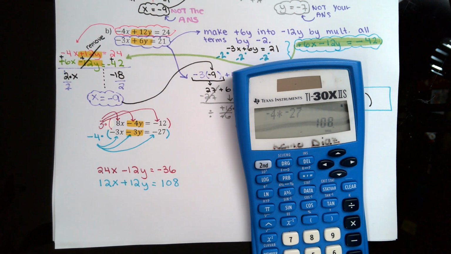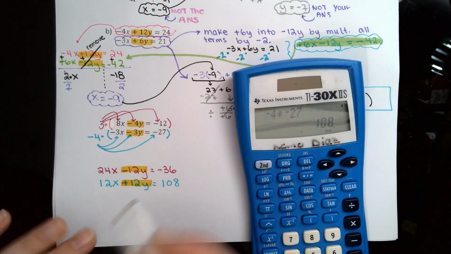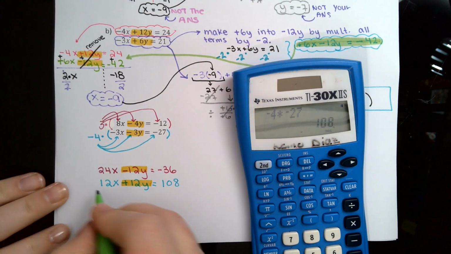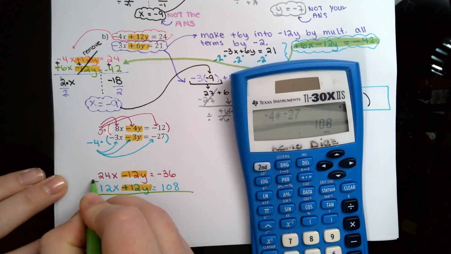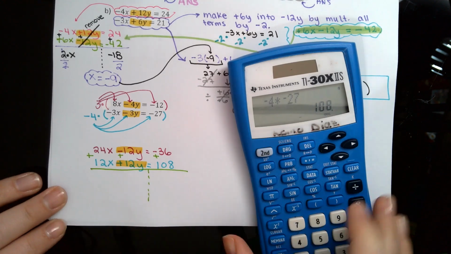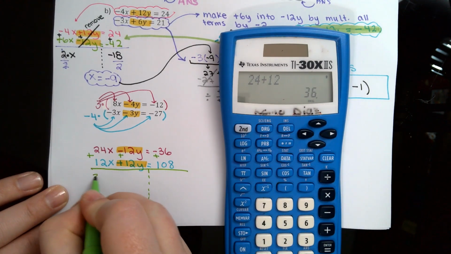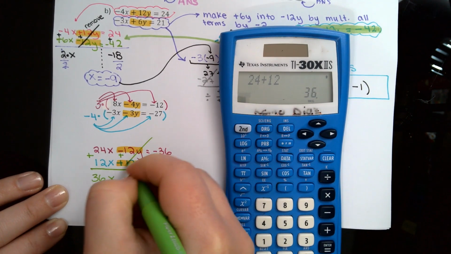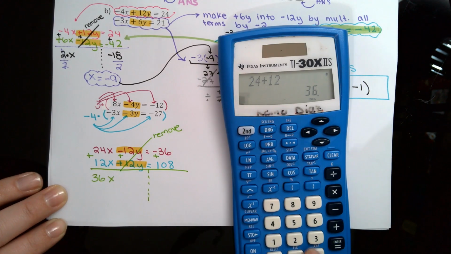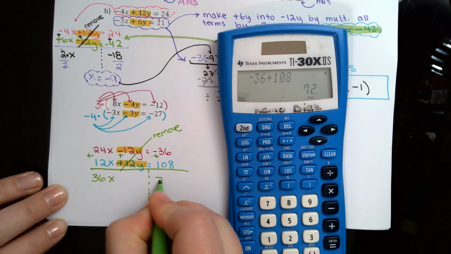Now that we are looking at our y's, here's y negative, here's y positive, opposite signs, same numbers. Let's go ahead and add vertically. Here's my dotted line for balance. Always put in your dotted line for balance. Okay, 24 and 12 gives me 36 x's. Our goal with our y's was to remove them. Negative 36 and 108 gives me 72.